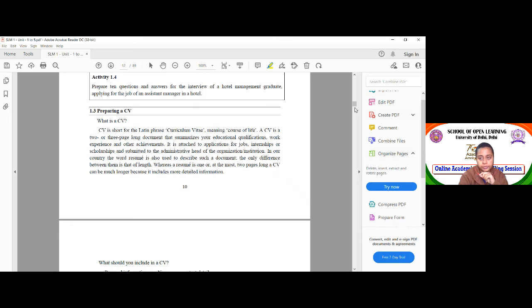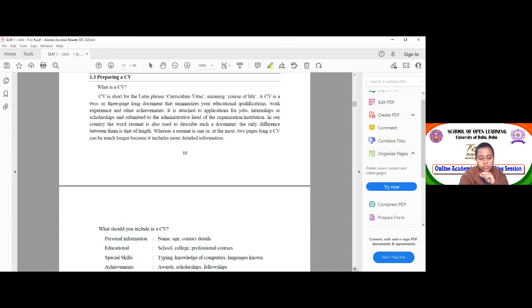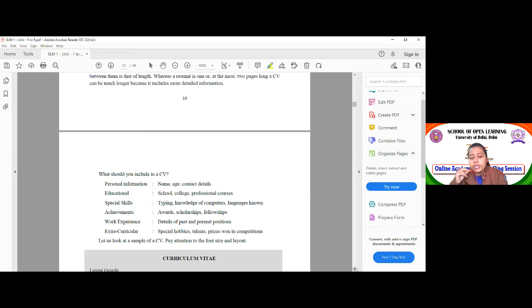Now let's see. What do you include in a CV? Your personal information, your educational information. In your personal information, you have name, age, contact details. Educational, you have your school, college, professional courses, special skills.